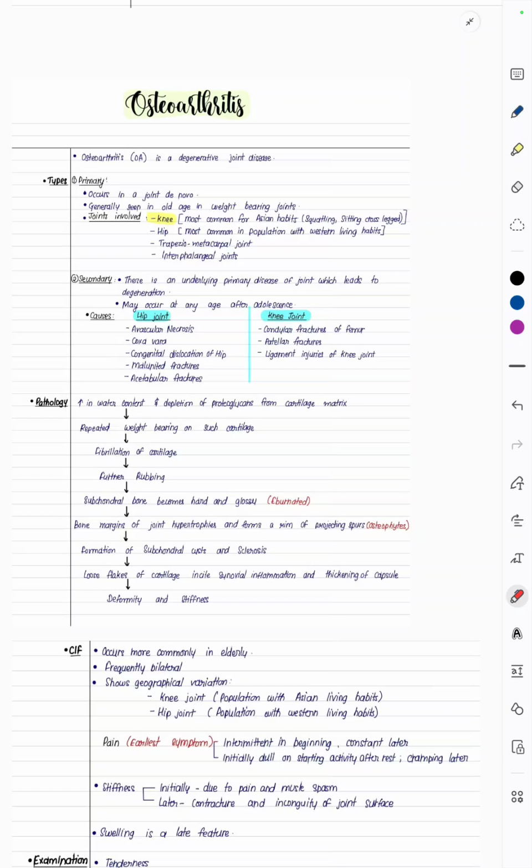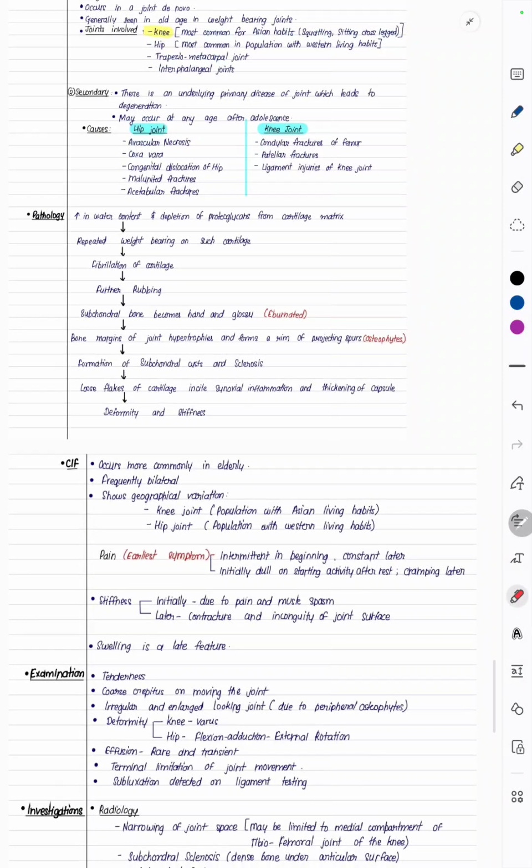Because of the decreased water content and proteoglycans, repeated weight bearing on such cartilage will lead to fibrillation. Further rubbing will lead to exposed subchondral bone, which becomes hard and glossy. At the bony margins, a ring of projecting spurs forms, called osteophytes. Subchondral cyst formation and sclerosis, that is new bone formation, are seen, and loose flakes of cartilage are present, which lead to deformity and stiffness.